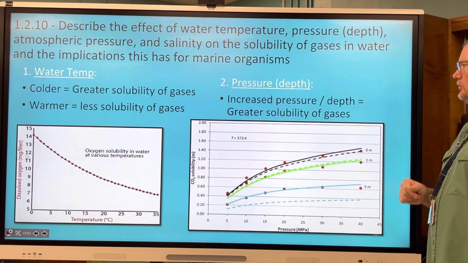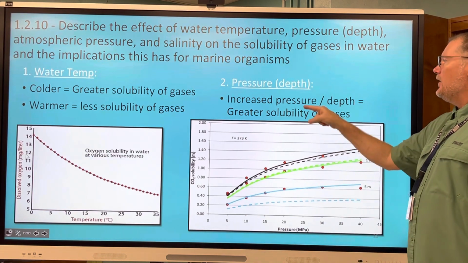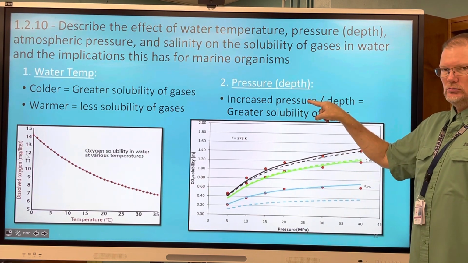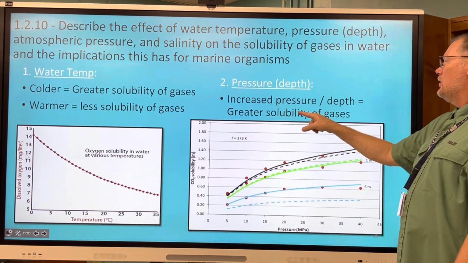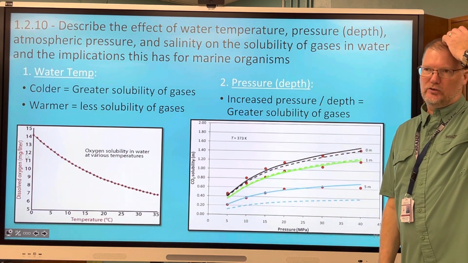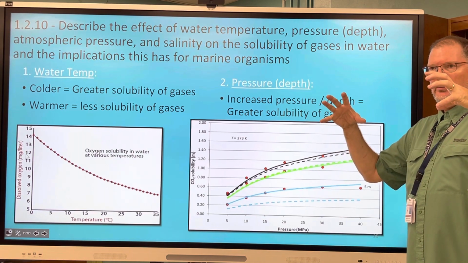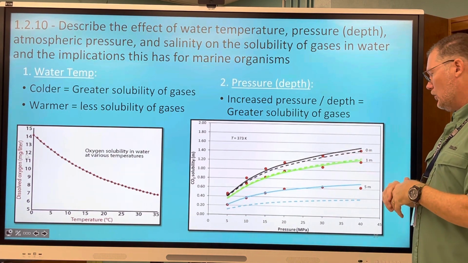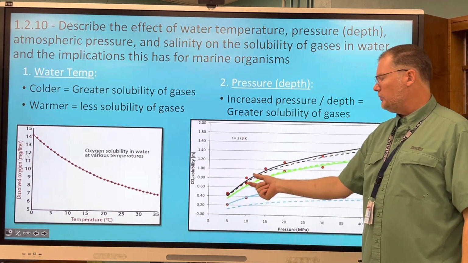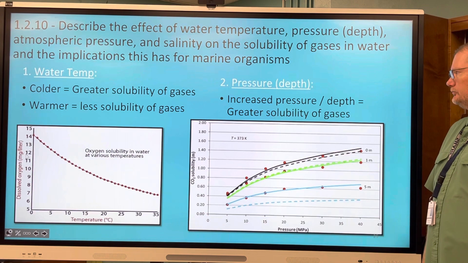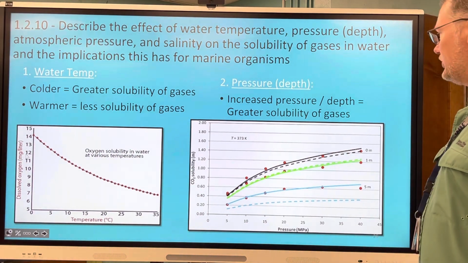Pressure and depth, okay? Pressure is measured by depth. The higher the pressure, meaning the deeper you go in the water, more gases will dissolve because it's pushing and keeping that gas there. So as pressure increases, you can see carbon dioxide solubility goes up. It's denser.